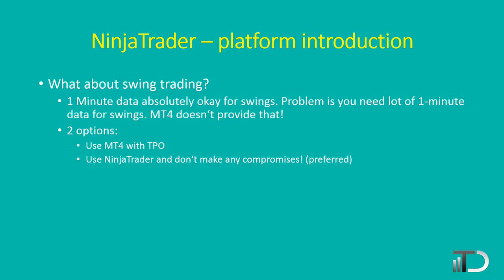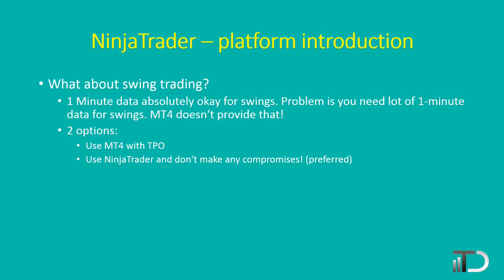So far, I've been talking mostly about intraday trading and intraday setups, but what about swing trading? Do we have the same problem if you want to trade swings only? Unfortunately, yes, we have the same problem. The 1 minute data which MetaTrader provides is absolutely okay for swings. The problem is you need a lot of 1 minute data for swings. You need, for example, 1 year or 2 years of 1 minute data, which MetaTrader 4 just doesn't provide, or the brokers that use MetaTrader don't provide that.